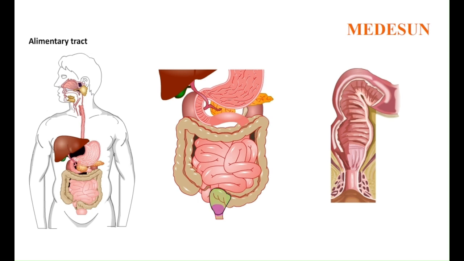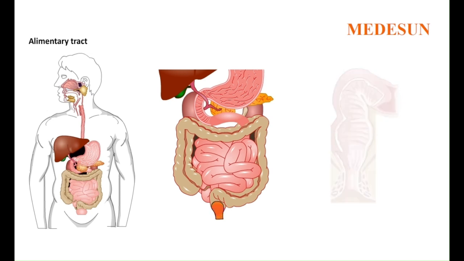Rectum. The rectum extends from the sigmoid colon to the anal canal. It is firmly attached to the sacrum by connective tissue. Anus. The anal canal is the last 2 to 3 centimeters of the digestive tract. It has internal and external sphincters. The external sphincter, which comprises skeletal muscle, is under voluntary control.